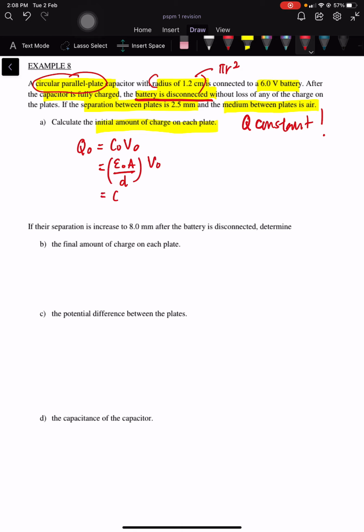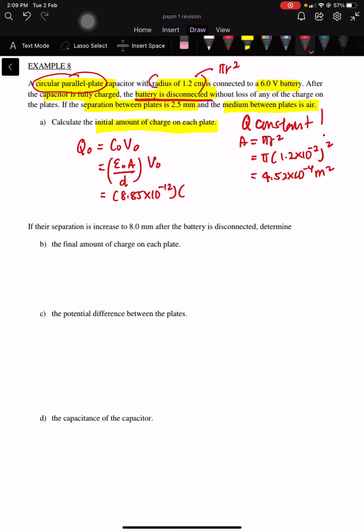So epsilon naught is 8.85 times 10 to the power of negative 12. Darab dengan area. Area adalah pi r square. So boleh kira kat sini lah. Pi r square is area. So pi darab dengan r square, 1.2 kali 10 negatif 2 kuasakan 2. So you akan dapat 4.52 kali 10 negatif 4 meter square.